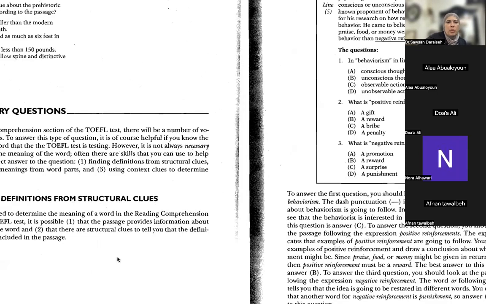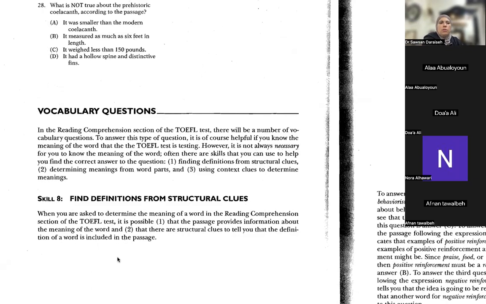All right. So anyway, find definitions. We said this. We want to take a look at what is below this. When you are asked to determine the meaning of a word in the reading comprehension section of the TOEFL test, so you will be asked to decide what a certain word means, the passage provides information about the meaning of the word. Of course, the passage means the paragraph or the essay.